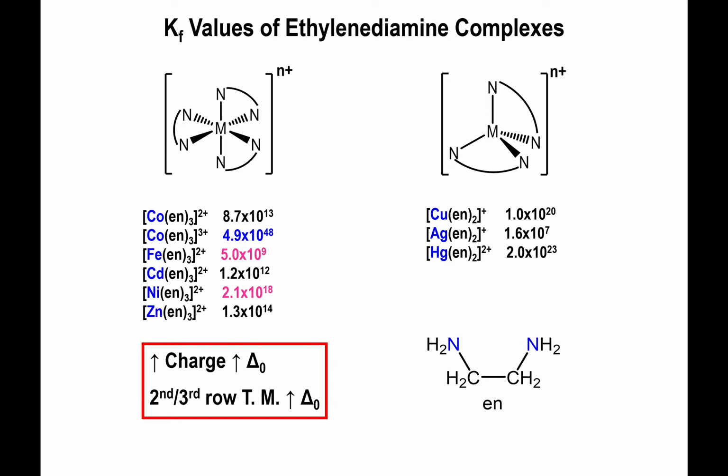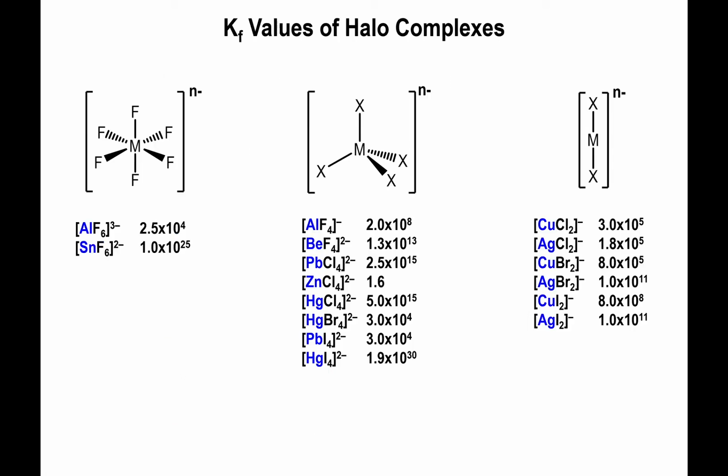So the higher the charge, the higher the value of delta octahedral, the more likely you're going to want to form that complex. And the fact that you may be using second or third row transition metals also increases that delta octahedral, so it gives you further stabilization as a result of the presence of the second or third row transition metal. Now the tables of KFs keep going, and I'm going to give you a good number of them that we're going to utilize in this class.